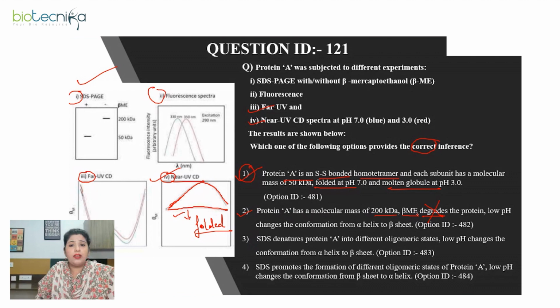No, this is wrong. Beta mercaptoethanol doesn't degrade the protein, right? It breaks the disulfide bonds. Then the third option is SDS denatures protein A into different oligomeric states. No, here only one oligomeric state is there. So therefore, this cannot be the answer.